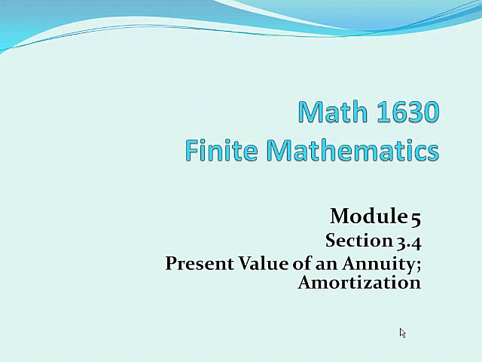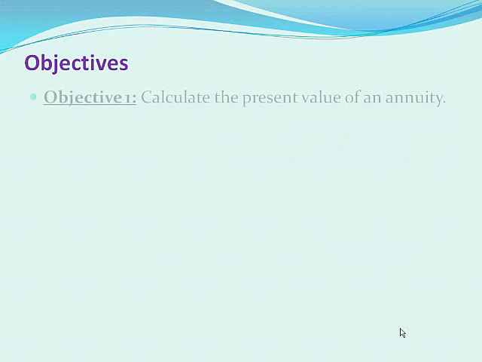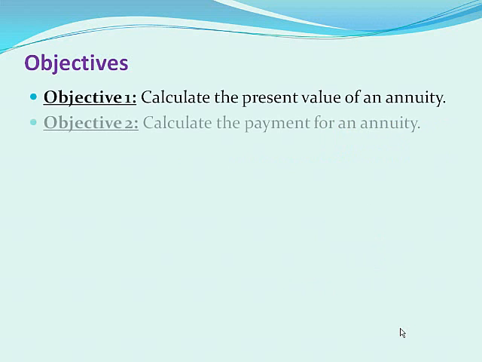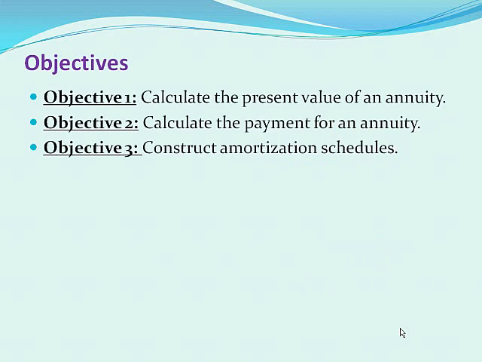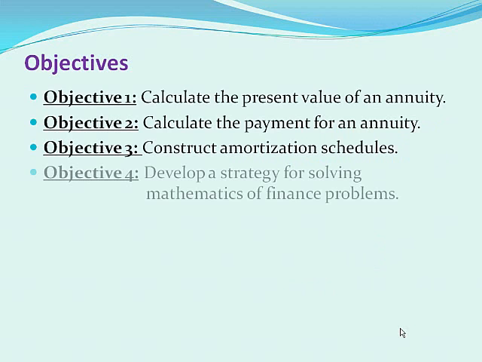Module 5, Section 3.4, Present Value of an Annuity and Amortization. Objectives. Objective 1, calculate the present value of an annuity, calculate the payment for an annuity, construct amortization schedules, and develop strategy for solving mathematics of finance problems.